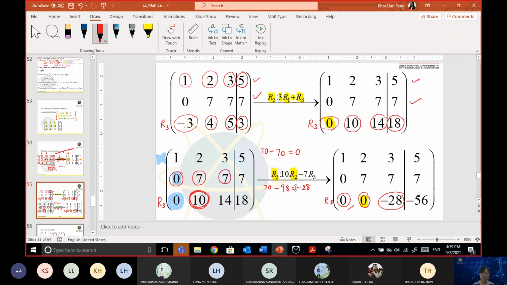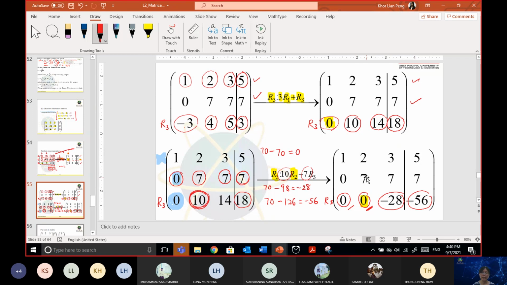Then let's continue. This value, 10 times 7, which is 70, minus 7 times 18. 7 times 18 is 126. So we get negative 56. So what are the values we have here? Basically, the operations here are to get these values as 0.